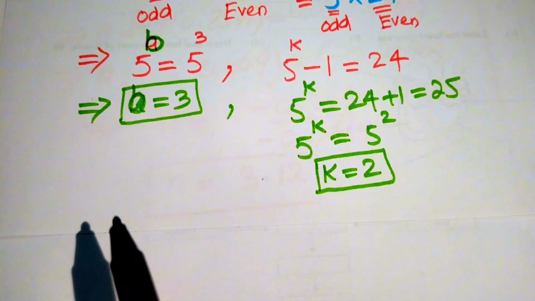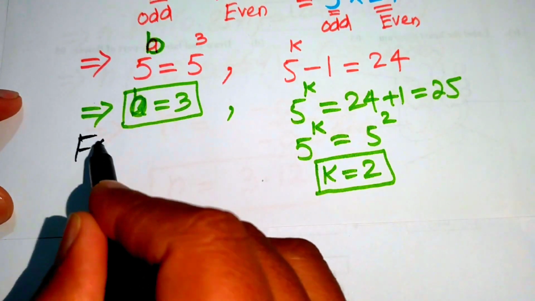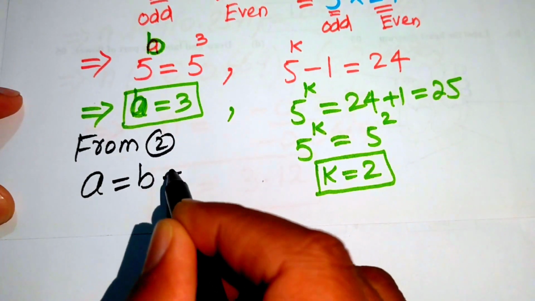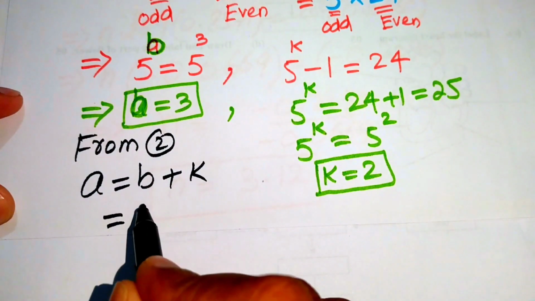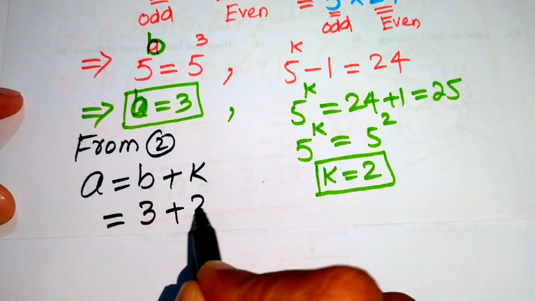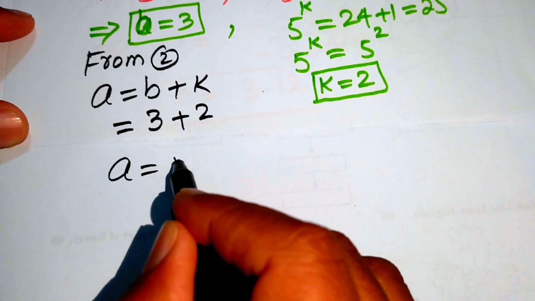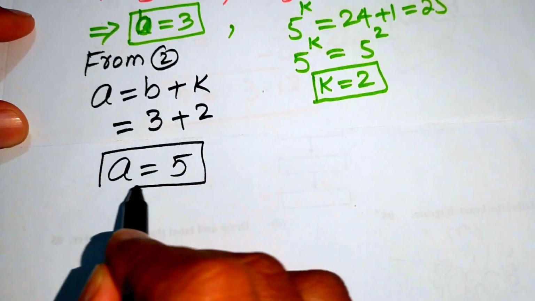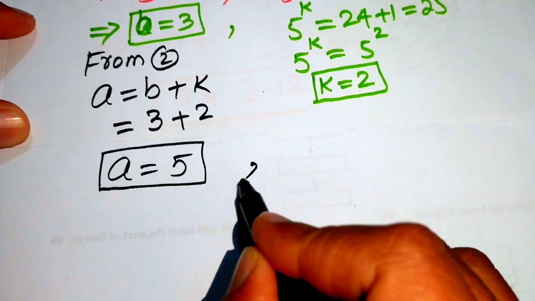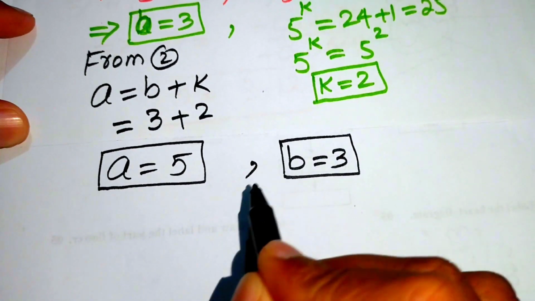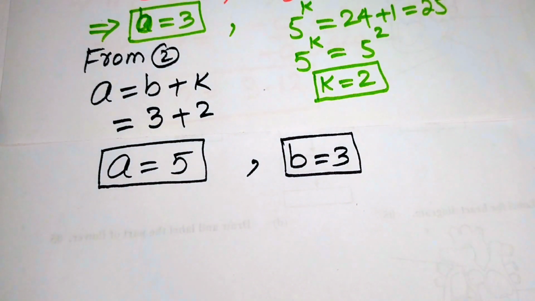So here we write from equation number 2. Our equation number 2 is a equals b plus k, and the value of b is 3 and k is 2, so we easily get the value of a equals 5. So finally we have the value of a is 5 and the value of b equals 3. Now we check the values of a and b. Do the values of a and b satisfy our given question statement or not?